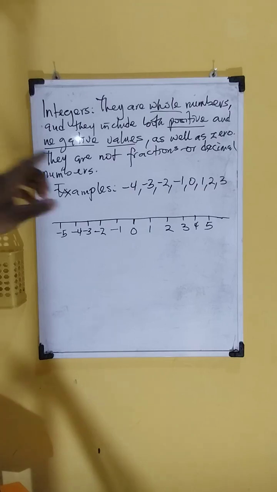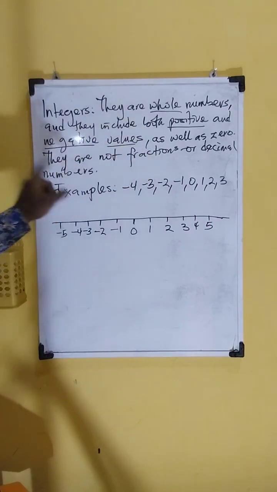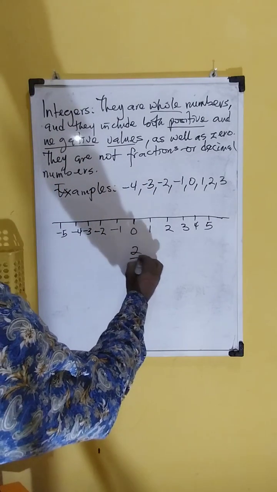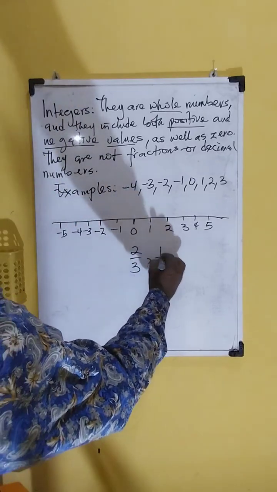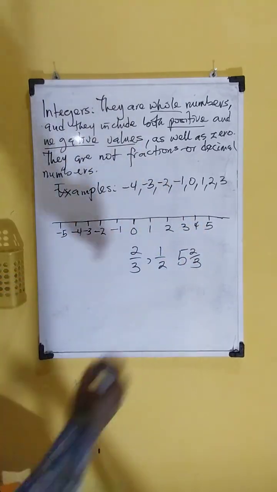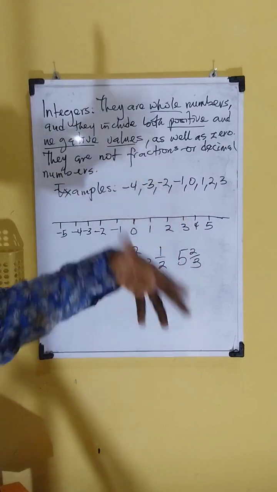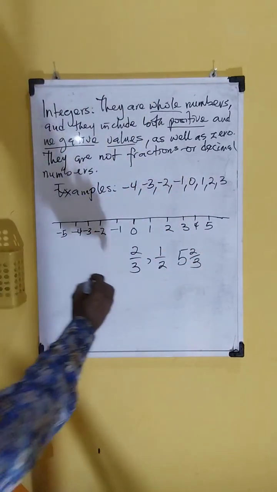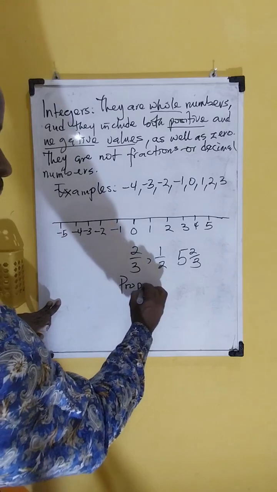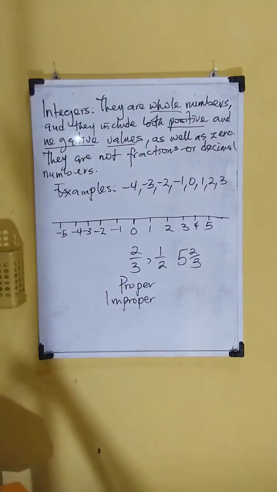So integers, I've said, are not fractions or decimal numbers. What that means is that they do not include fractions. What are fractions? These are examples of fractions. 2/3 is a fraction. 1/2 is a fraction. 5 and 2/3 is a fraction. Even though it is an improper fraction, we have two types of fraction. We have proper, and we have improper fraction.